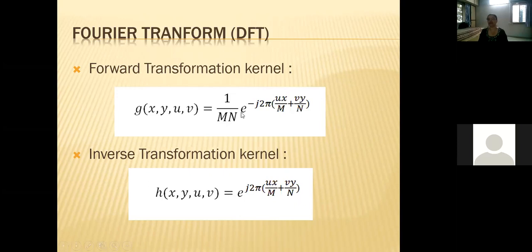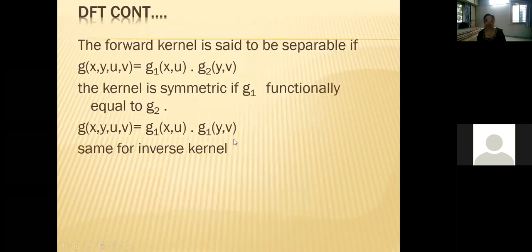And if your m is the same as n, it is a square image, and m into n will effectively represent n squared. Here you can replace m by n. For a square image, m is the same as n. So these are the forward and inverse transformation kernels for the discrete Fourier transform of an image.